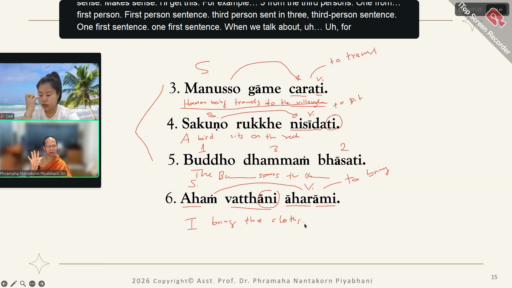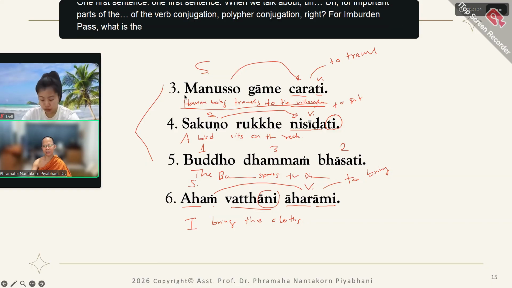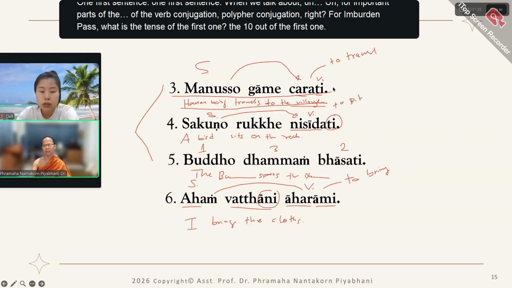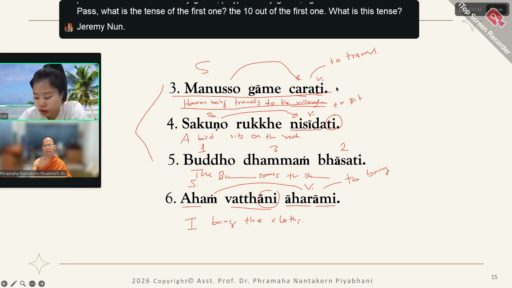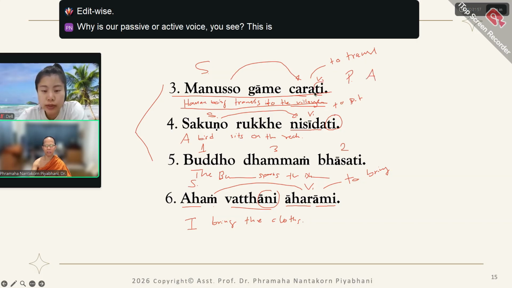When we talk about the four important parts of verb conjugation, Pali verb conjugation, right? What is the tense of the first one? Present tense. Yes, present tense. What about the voice? Active voice or passive voice? Active voice, you see. This shows active voice.